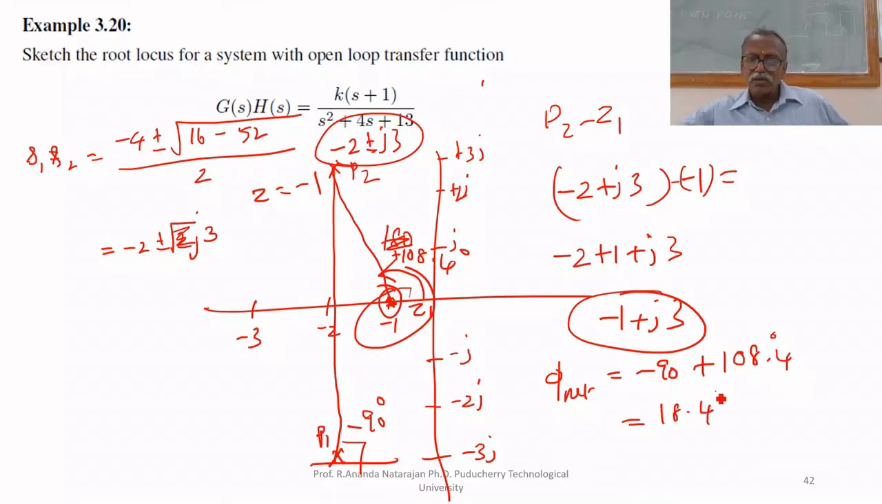18.4. Therefore, angle of departure from P2 equals plus or minus (2q+1) multiplied by 180 plus 18.4 degree. Already we have seen 7 construction rules. Today, let us see the 8th and 9th rule. Then we will see some problems on root locus construction.